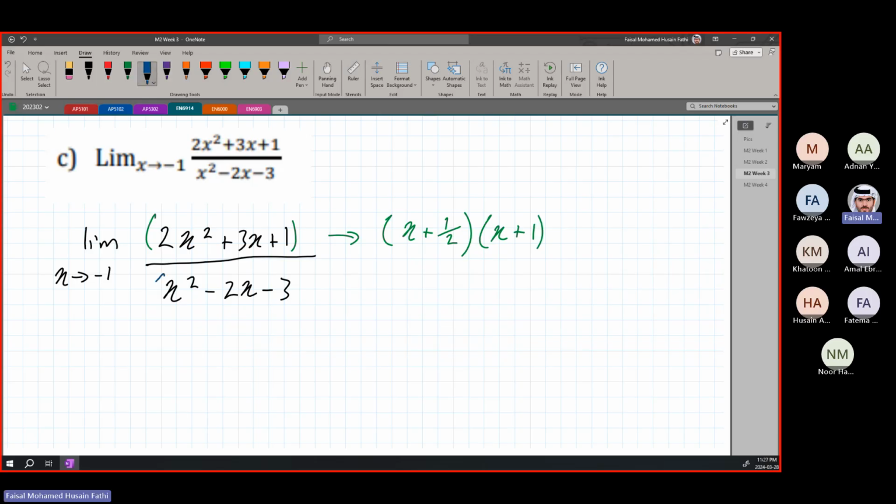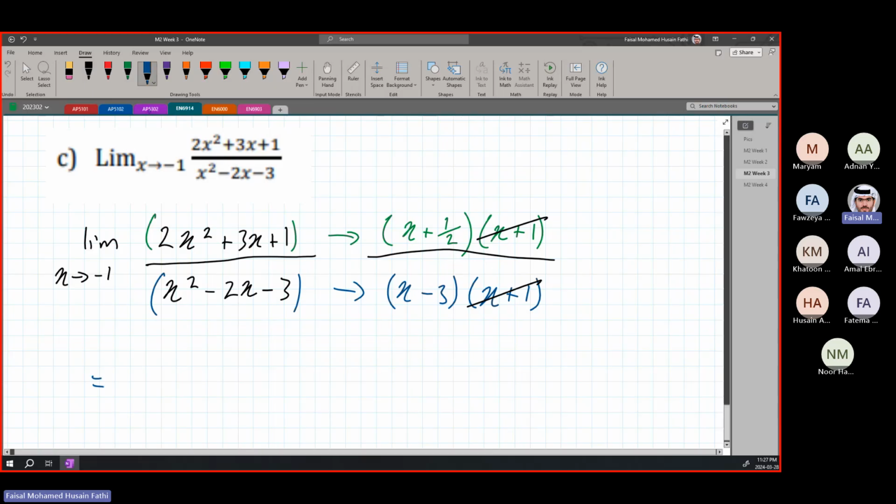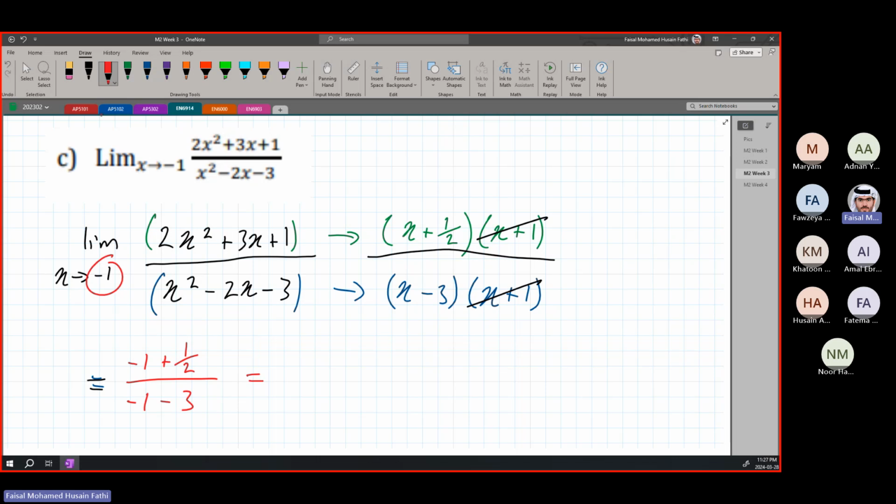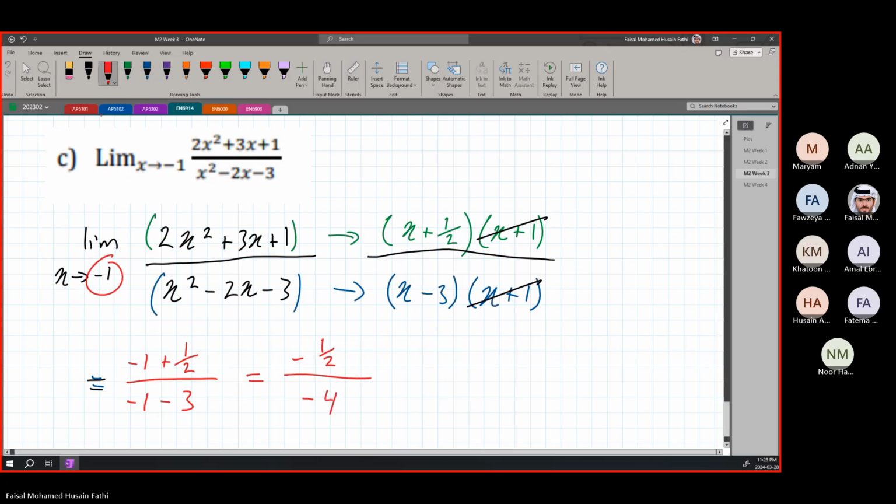Same thing for the bottom, just plug it into the calculator. So 1, minus 2, minus 3, x minus 3 because x1 is 3, and x plus 1. If you notice here directly, you can cancel x plus 1 and x plus 1 here. You're left with x plus half and x minus 3. So if I just substitute x equals -1, it's going to be -1 plus half over -1 minus 3, which is going to give me -1 plus half is minus 0.5, minus half, divided by -1 minus 3 is -4, and so this is going to simply be equal to 1 over 8, I believe.